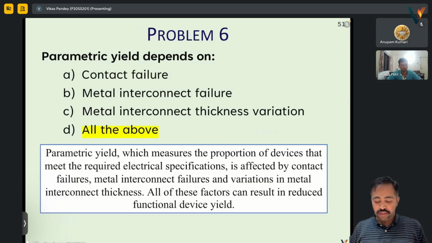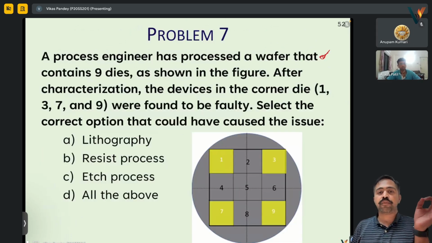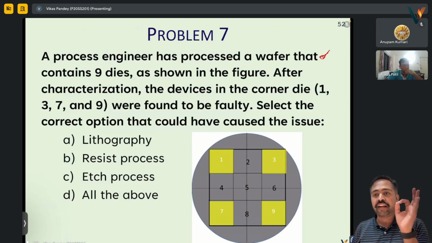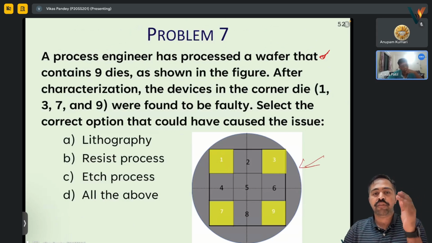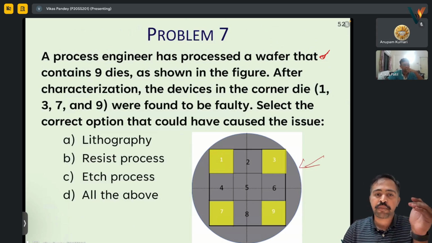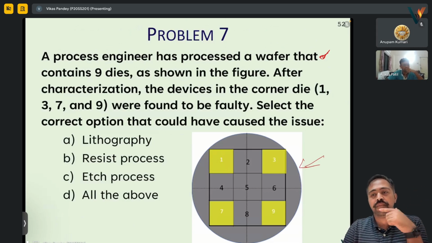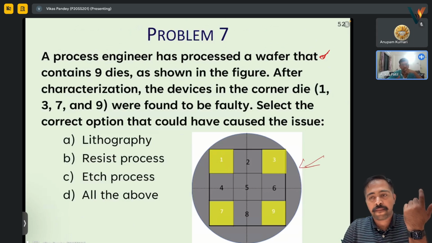Now, a process engineer has processed a wafer that contains 9 dies, like shown here. After characterization, the devices in corner dies 1, 3, 7, and 9 were found to be faulty. Select the option that could have caused the issue: lithography, resist process, etch process, or all of these. Possibly lithography, because all are corner devices.